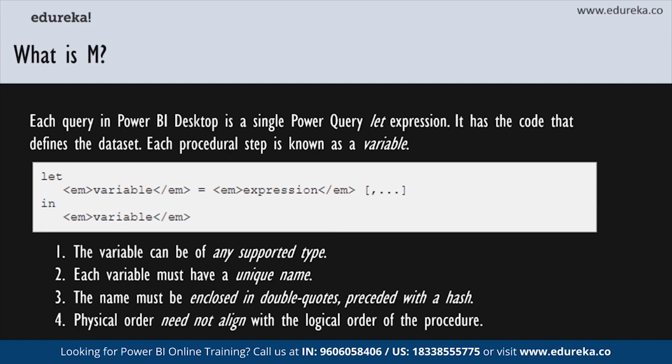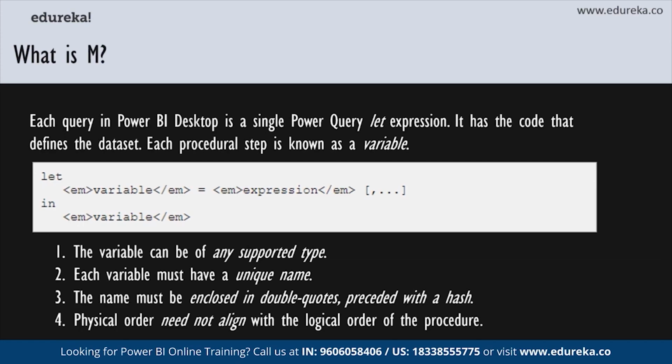Now, we spoke a lot about the let statement and none about the in statement. So a little input here. The in statement is basically like a return function. It returns a variable value that defines the dataset's final shape. Now, in most cases, if not all, this is most likely to be the last variable that you defined in your let statement. You can specify a different variable from the let statement, but there's usually very little reason to do so.